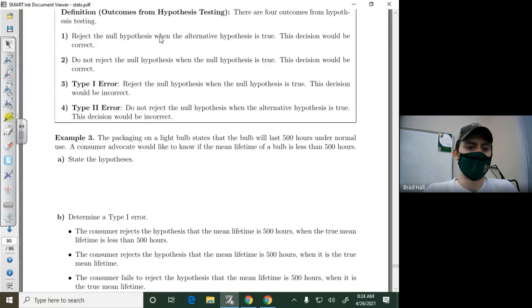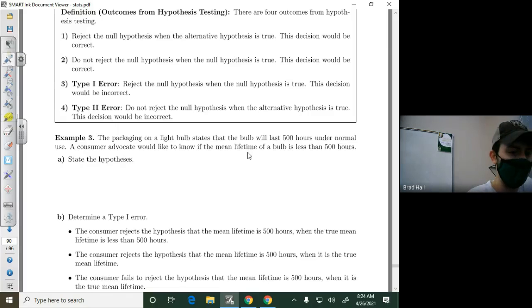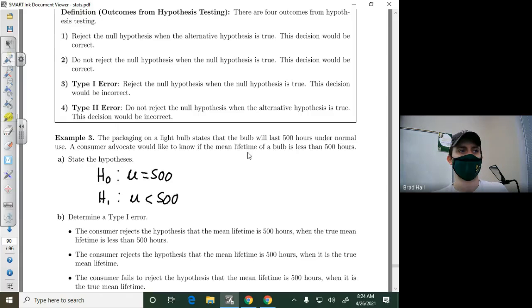So let's look at example 3 and kind of see this situation play out a little bit more. You might recognize example 3. We actually already did it in example 1. It's the light bulb problem. So I'm going to go ahead and state the hypotheses again that we already found. It's equal to 500. It was less than 500. Again, we did this in example 1.